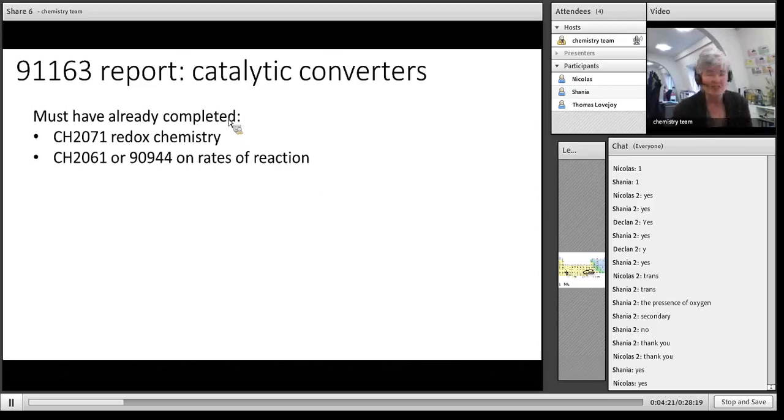So let's look at the catalytic converters, because this is what a lot of students choose, because all you have to have done is, as long as you've got some level 1 chemistry behind you, the redox chemistry, you should be able to do this one, because you have to have done the redox chemistry, and you must have done something on rates. So either the 2061, which covers rates, or if you've been with us before, then the SC 105.4 would be okay, or if you've come from another school, as long as you've done the 90944 on acids and bases, because you must have understood rates and the factors affecting rates.